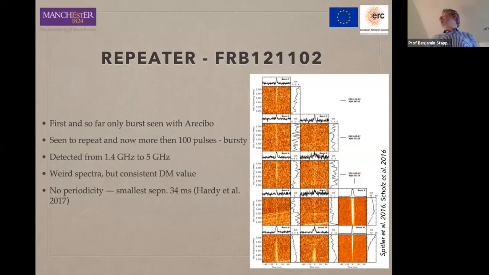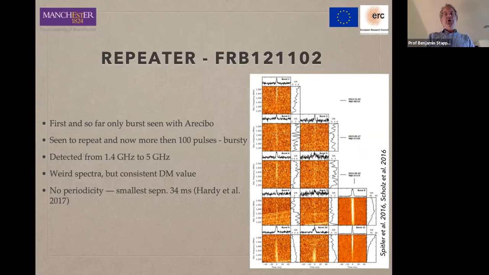Up until the discovery of this source that you'll remember from Arecibo, called FRB 12-1102, we thought that these events were one-off. We thought that you had a burst of radio waves and you never saw anything again from these sources. Lots of observing time had been spent looking for more radio emission from these sources, but no more bursts were seen. That was until this particular object, and now hundreds of bursts have been seen from FRB 121102. We call it a repeater because the bursts repeat, but they don't show any specific rotational periodicity or anything like that.